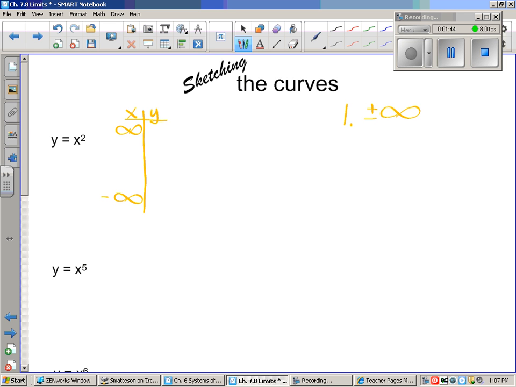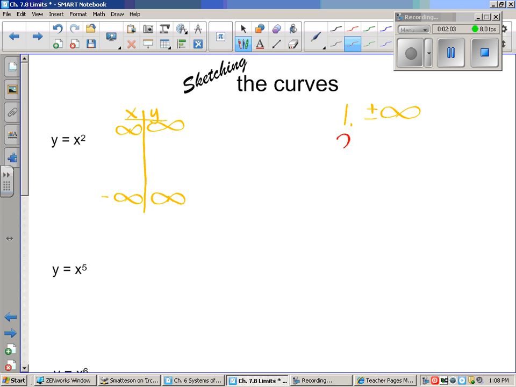So, infinity. When we're putting in infinity, we're basically saying we want to know what's the last thing this graph is doing to the right, and negative infinity implies what's the last thing it's doing on the left. So we plug in infinity, taking the limit: infinity squared would be infinity, and negative infinity squared would be infinity.